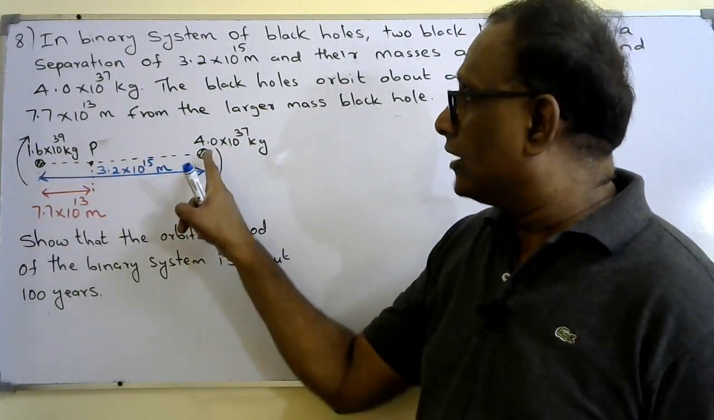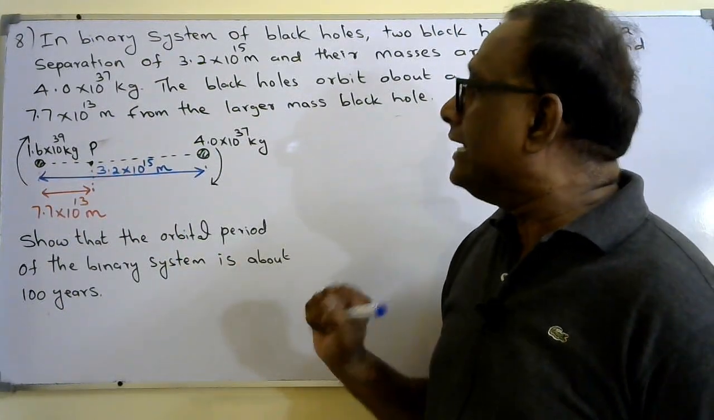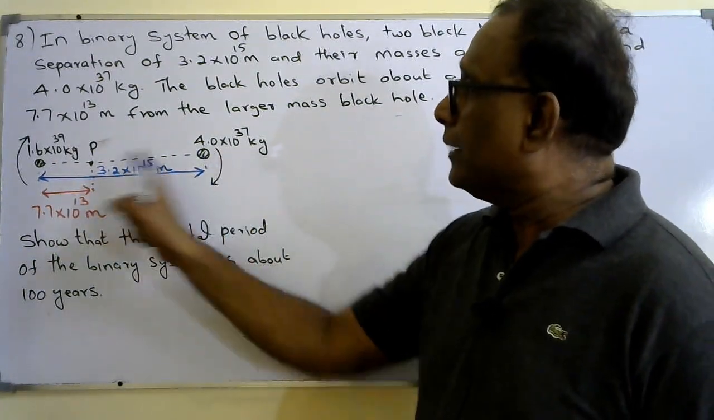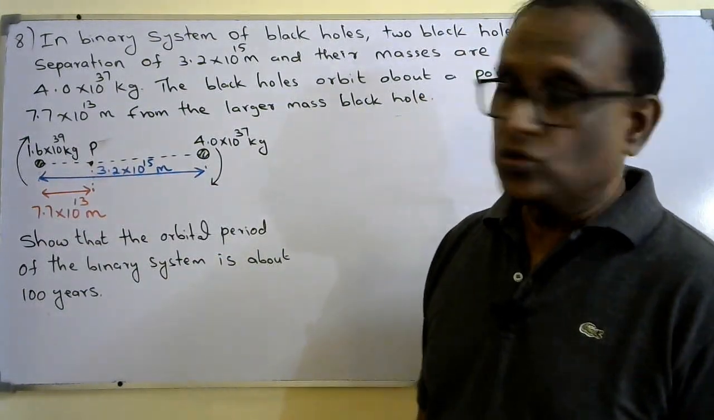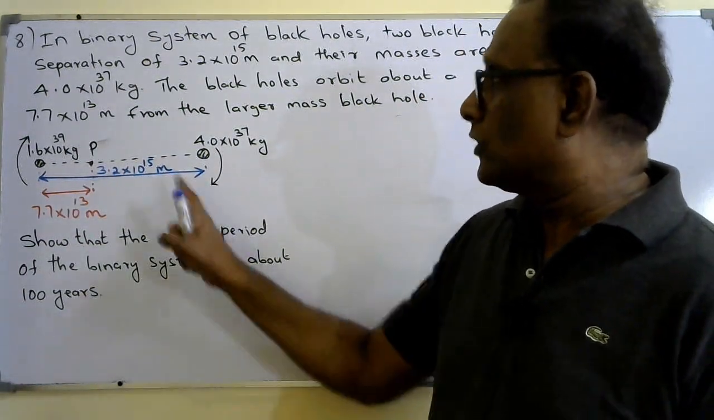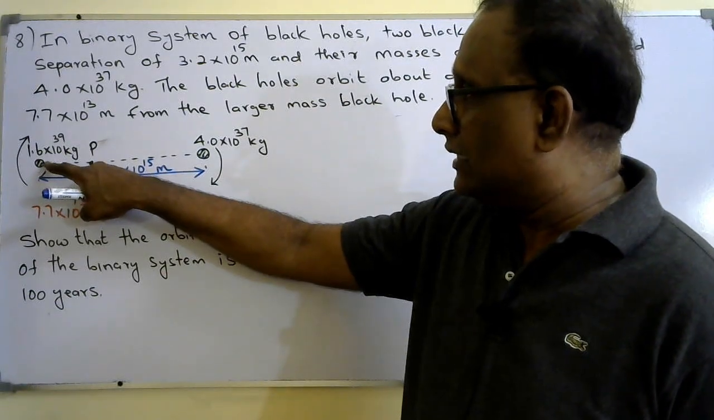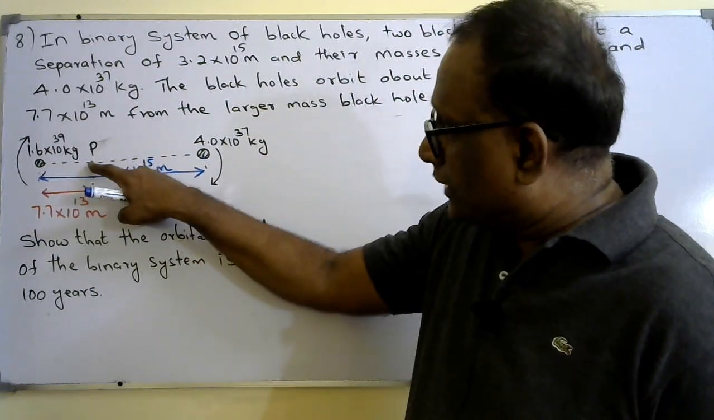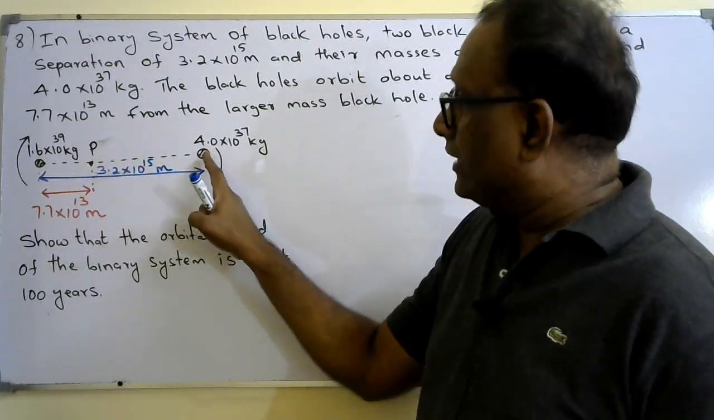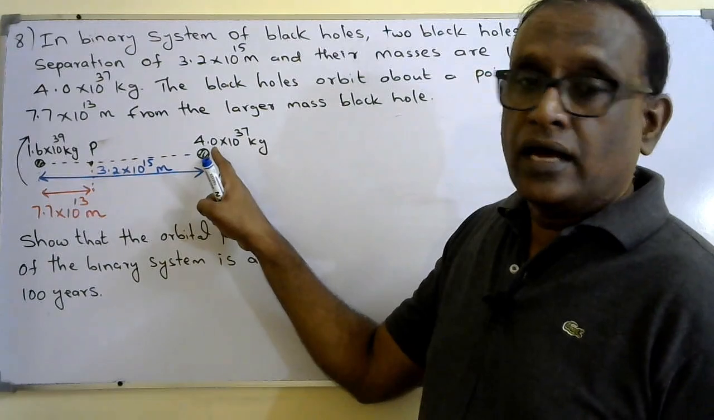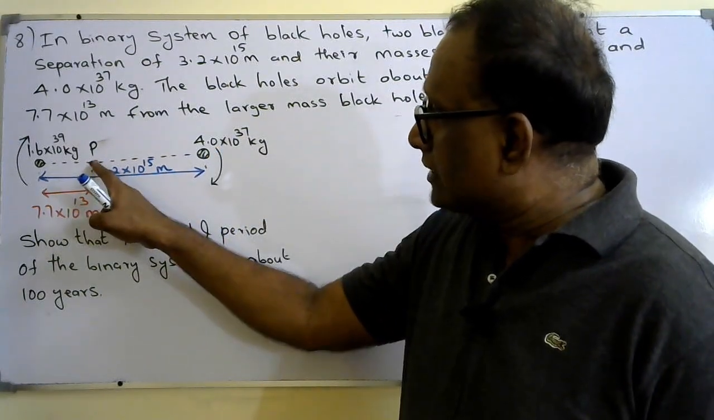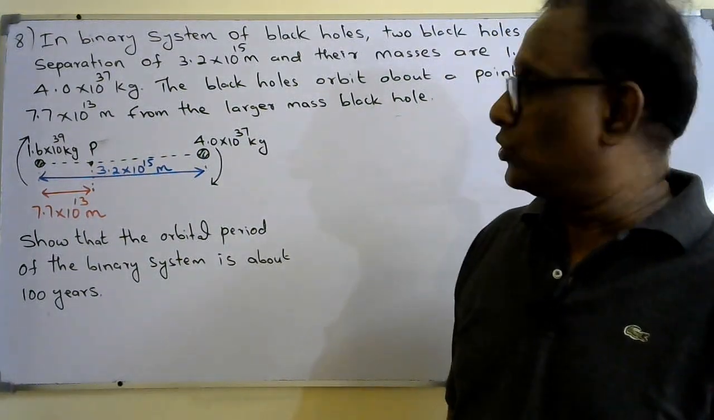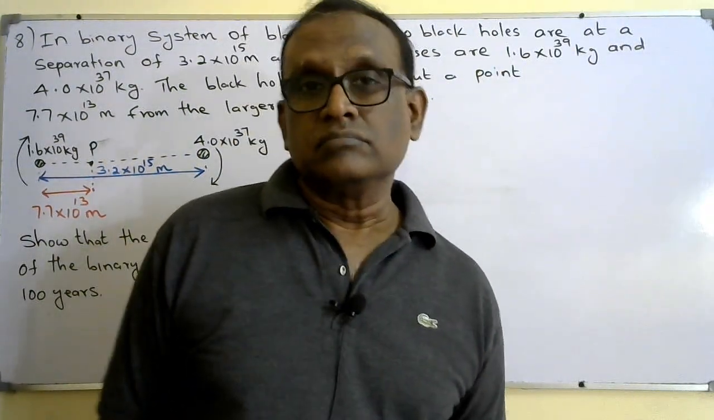So we need to find the gravitational pull or gravitational force between the two black holes. That is going to be the centripetal force, because the gravitational pull on the massive one will act towards the lighter black hole, which means it will act towards the center of mass P. In the same way, the gravitational force on the lighter black hole also will act towards point P, because it will act towards the massive black hole.